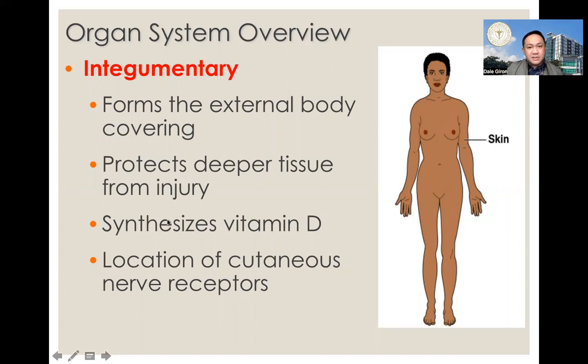Also, the integumentary system synthesizes vitamin D. That's why sunlight exposure, but not all the time. Sunlight exposure from 7 o'clock to 9 o'clock a.m. and 5 o'clock onwards, that's when our UV rays are a bit lower. You can be exposed then and get a good amount of vitamin D. The skin itself synthesizes vitamin D, which will be activated and used for some functions of vitamin D.